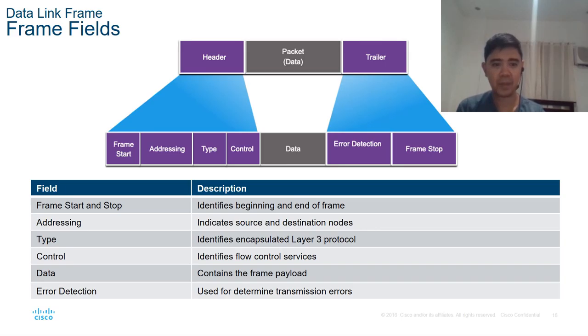With the frame, among the added information in the header, we have the frame start, a signal that indicates the start of the frame, and then the address. This address refers to the layer 2 address, which is our MAC. It includes the source and destination MAC or layer 2 address. The type identifies the layer 3 protocol. And then we have control services. And then the data. At the trailer, you have the error detection and a signal that indicates the stop of the frame. So we have to be very familiar with the frame fields.